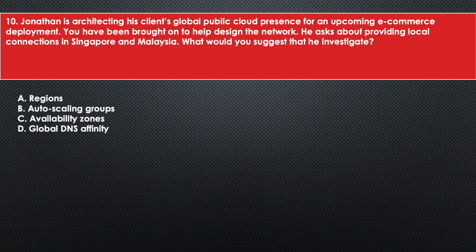10. Jonathan is architecting his client's global public cloud presence for an upcoming e-commerce deployment. You have been brought on to help design the network. He asks about providing local connections in Singapore and Malaysia. What would you suggest that he investigate? A. Regions. B. Auto-scaling groups. C. Availability zones. D. Global DNS affinity. Answers: A. Cloud operators segment their operations into regions for customer proximity, regulatory compliance, resiliency, and survivability.